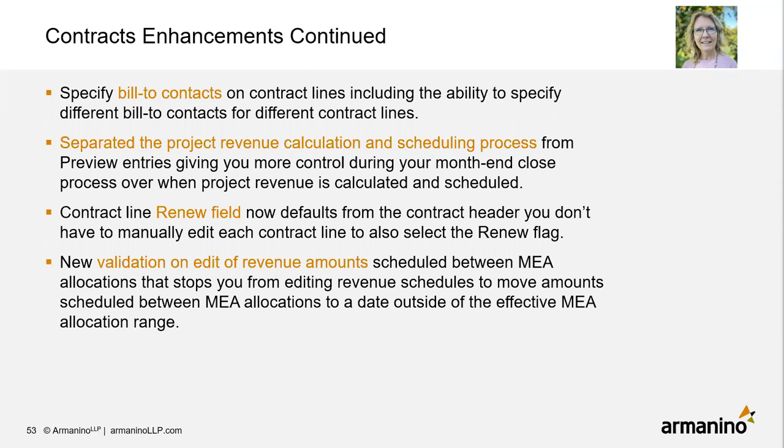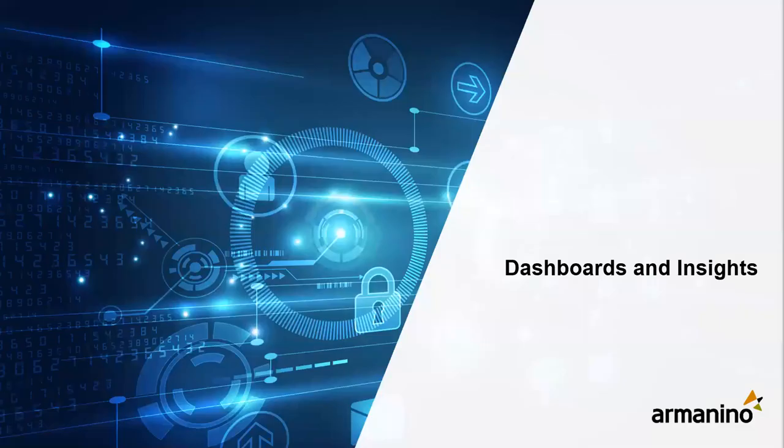Last but not least, validation on edit of revenue amounts, talking about scheduled between MEA allocation. This is going to stop you from editing revenue schedules to move amounts between MEA allocations to an outside date of the effective MEA range. Okay, so lots of things going on there with contract enhancements.